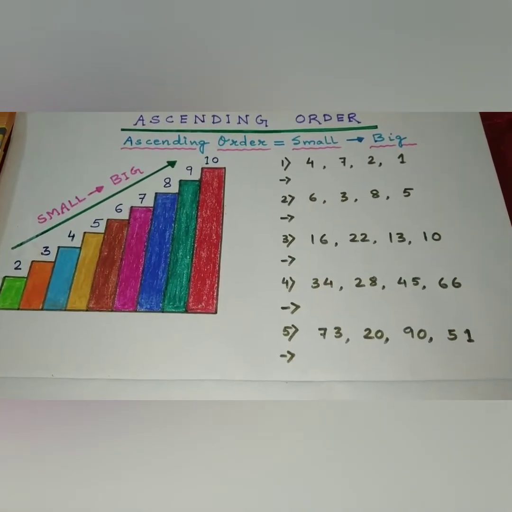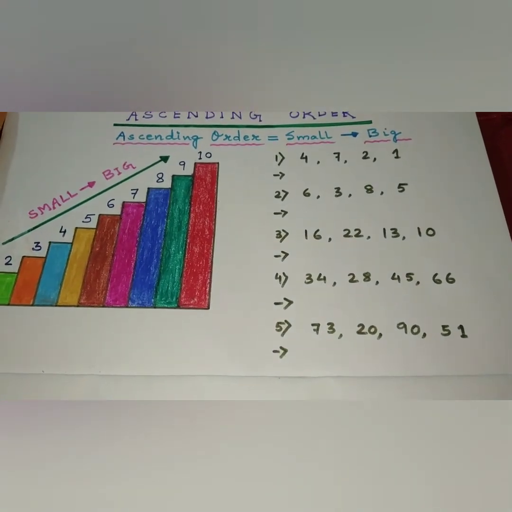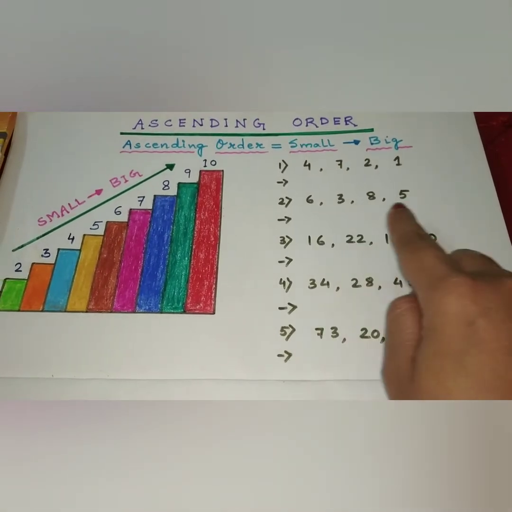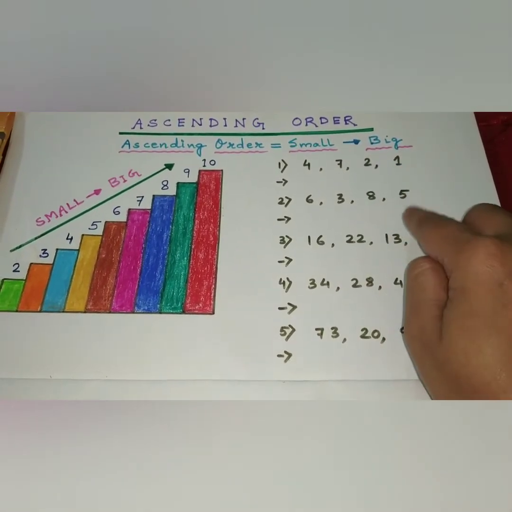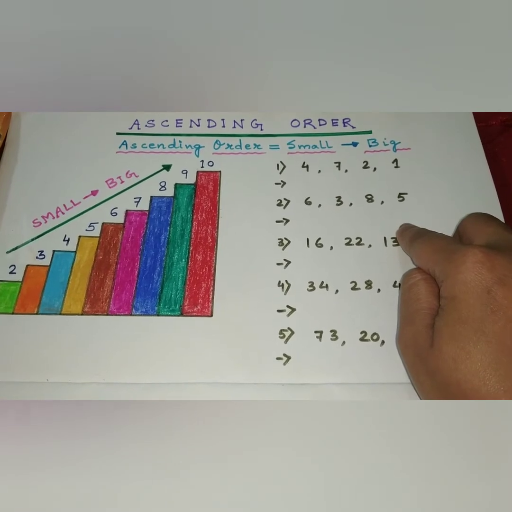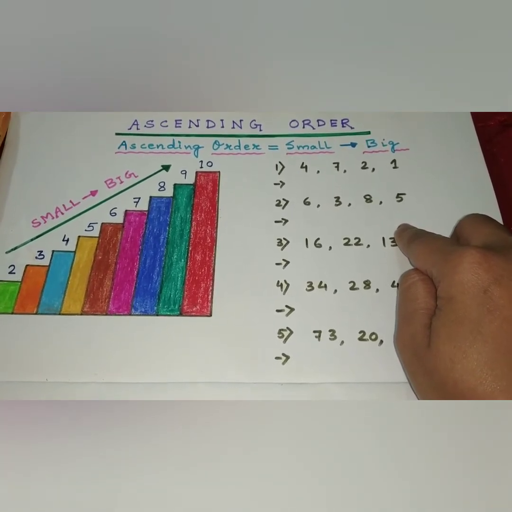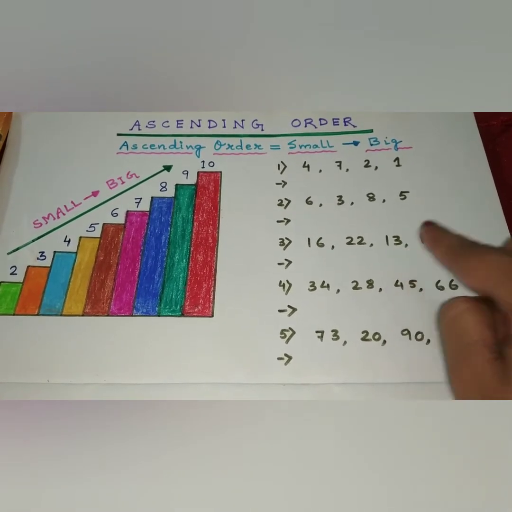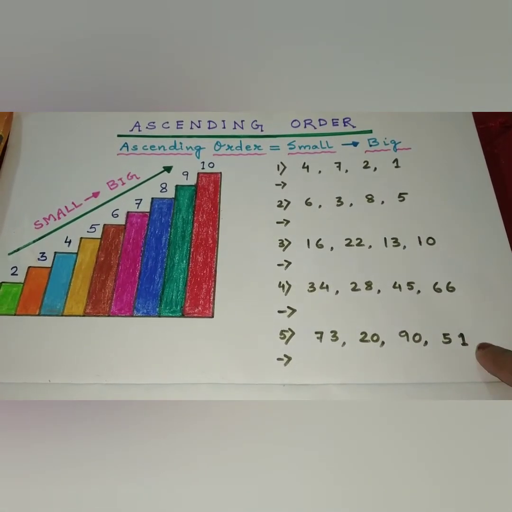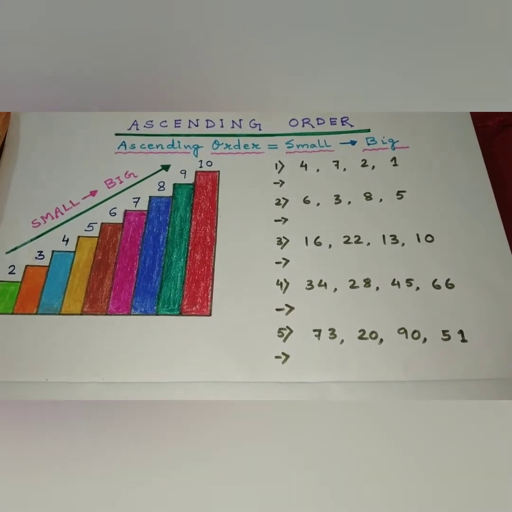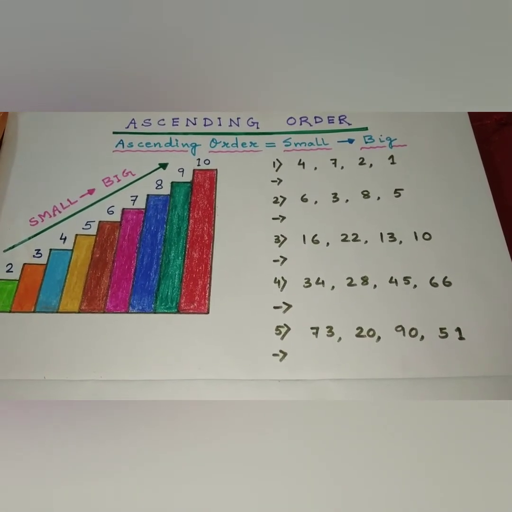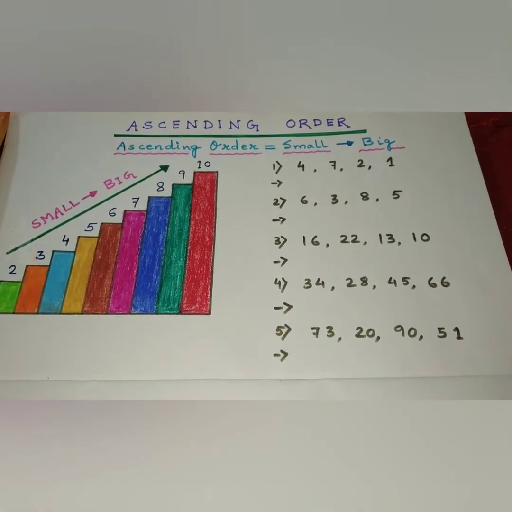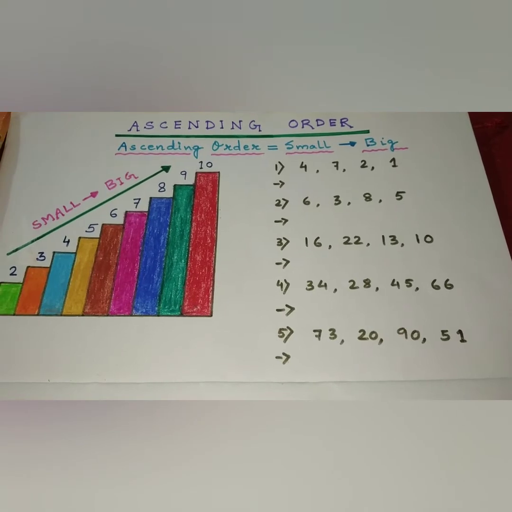Now, to clearly understand the concept, we will solve some examples here. Here you can see are some examples. The first two examples are written with single digit numbers. And example number 3, number 4 and number 5 have been written following the 2-digit number. So, let's get started. How to solve the ascending order?